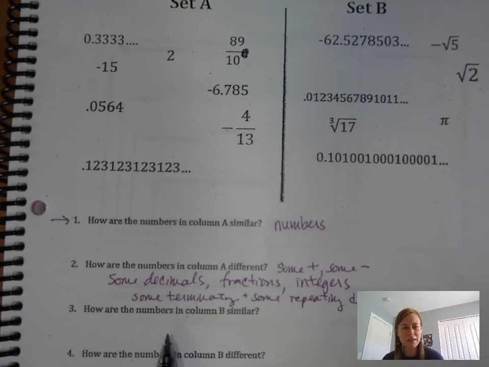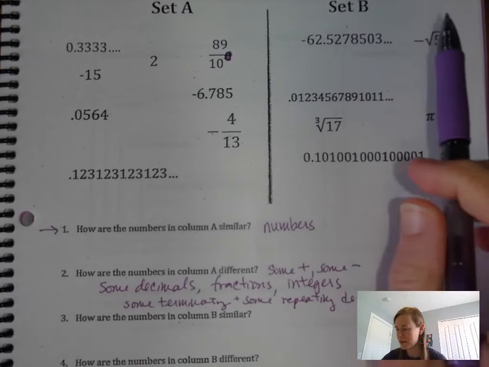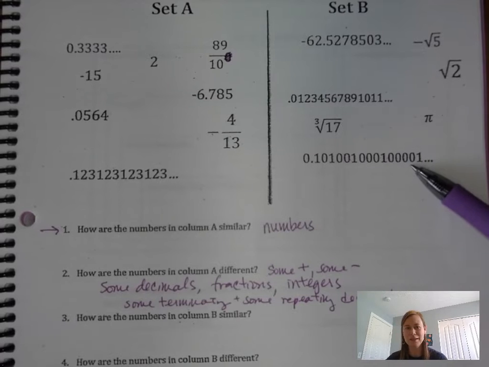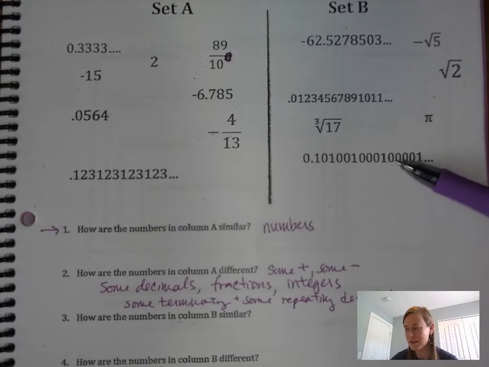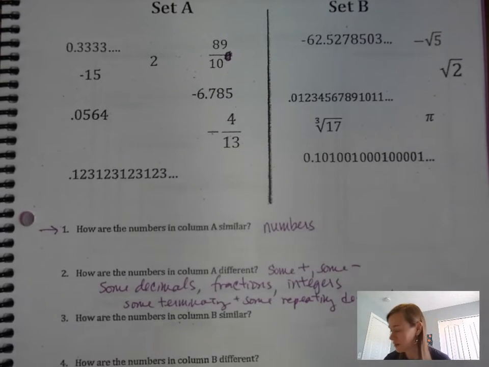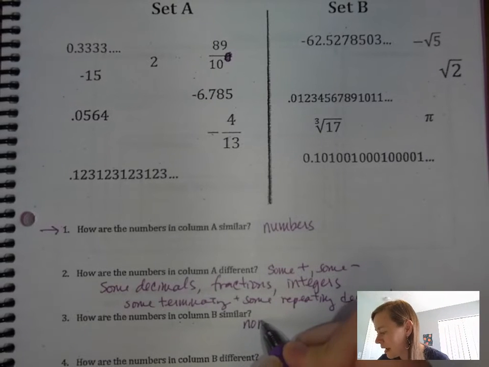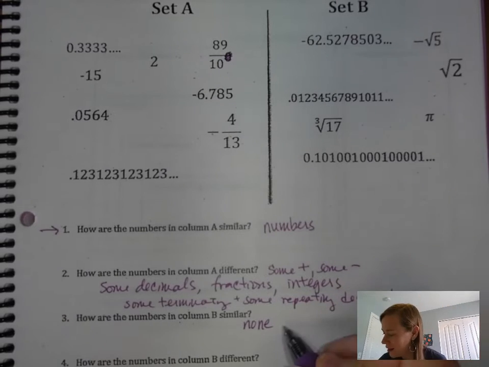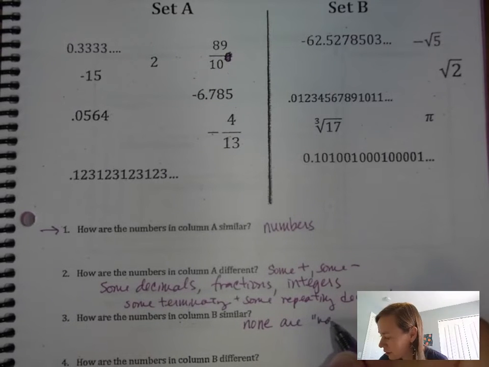What about column B? How are the numbers in that column B similar? Look at these. What do you think? What's similar about all those? I mean, they're all kind of different from each other, right? But you know what they have in common? None of them are just regular old numbers. There's no like 5 or 8 or even 1/2 or 0.2. Nothing like normal. None are regular numbers.